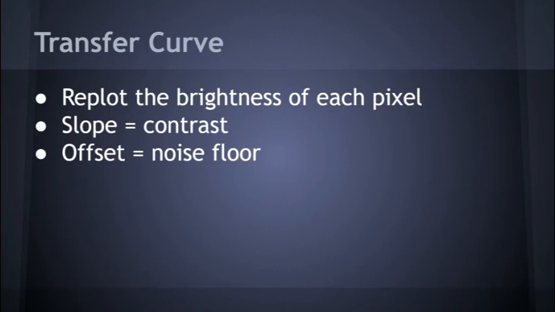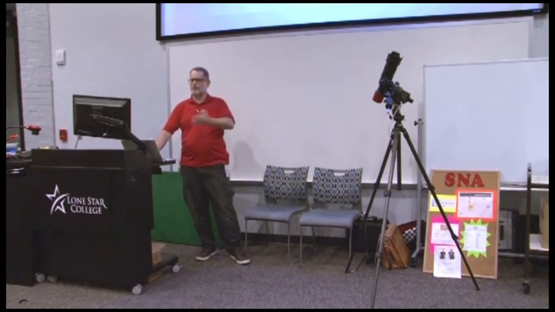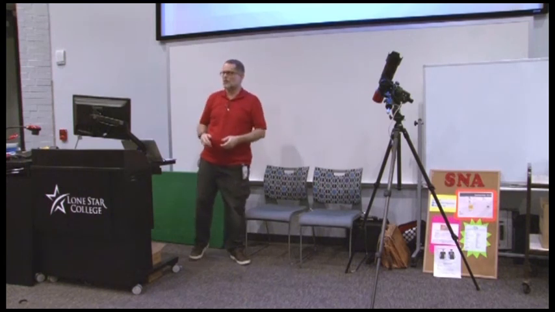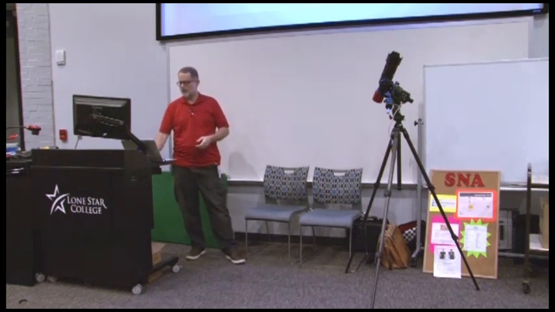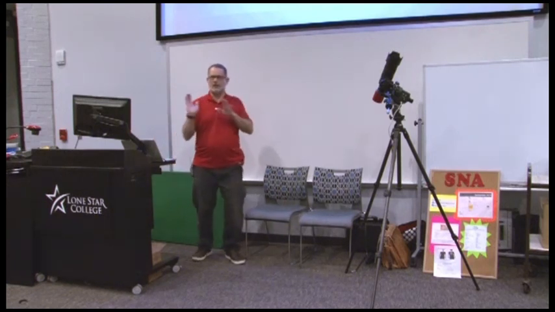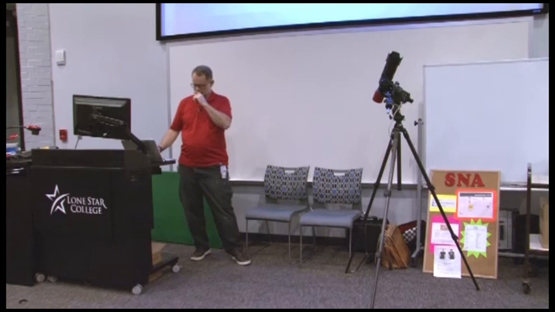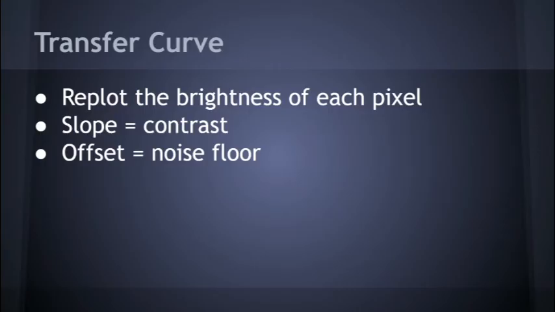So we talked about that. Replotting the transfer curve replots the brightness of each pixel. Whatever that curve does, that's how it's going to replot the brightness. And then the slope tells us the amount of contrast. Normally it's at a 45-degree angle. If we crank up that slope, then it's going to get more contrasting. It's going to bring up the brightness of the shadows. And then we can shift that entire transfer curve and throw away all the noise. It's called crushing the blacks.